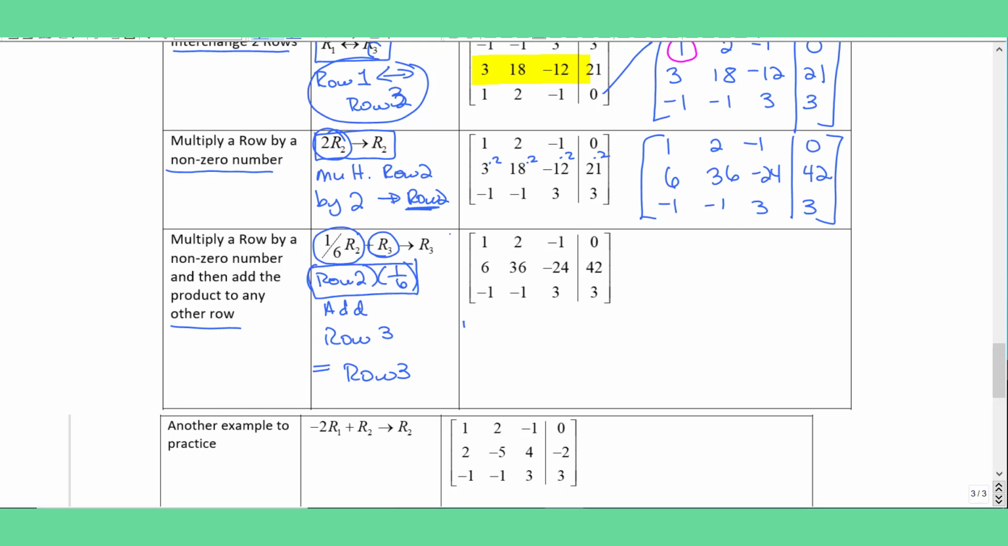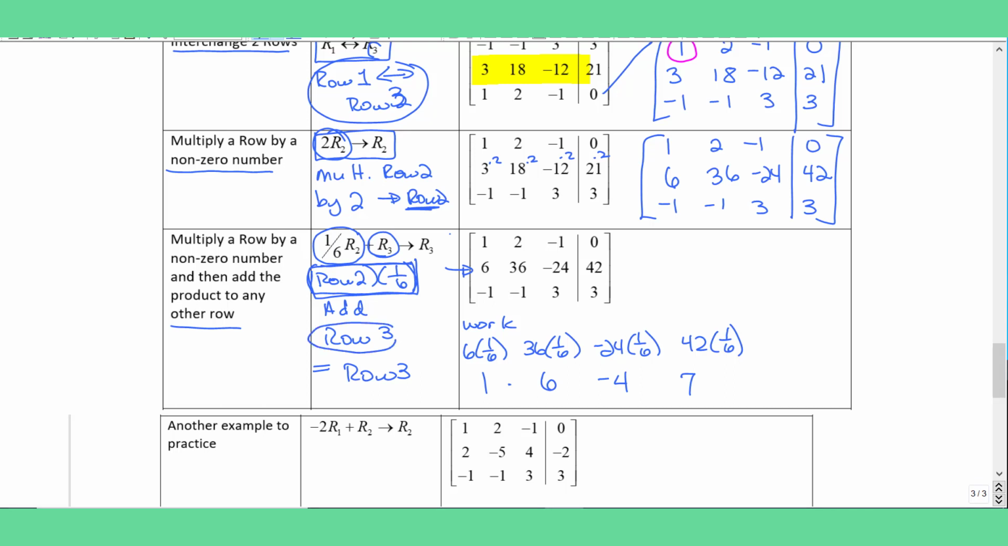So this is just kind of my scratch work over here. Here is row 2. So I say 6 times 1/6, 36 times 1/6, negative 24 times 1/6, and 42 times 1/6. You can see that all of those numbers are divisible by 6. So this is going to be 1, 6, negative 4, and 7. Okay, so that is this part, multiplying row 2 by 1/6.